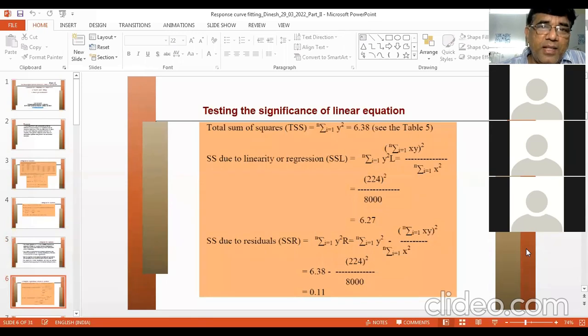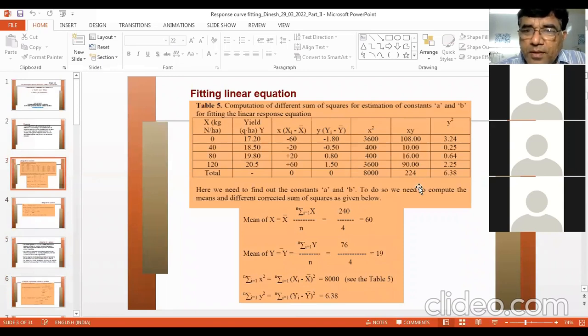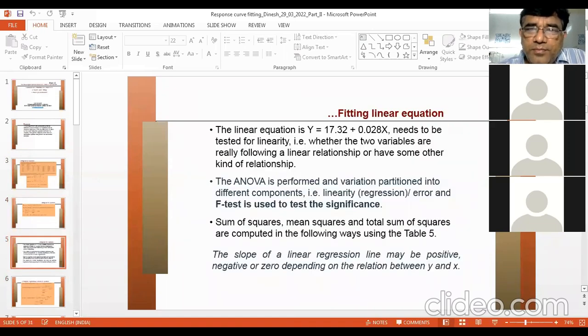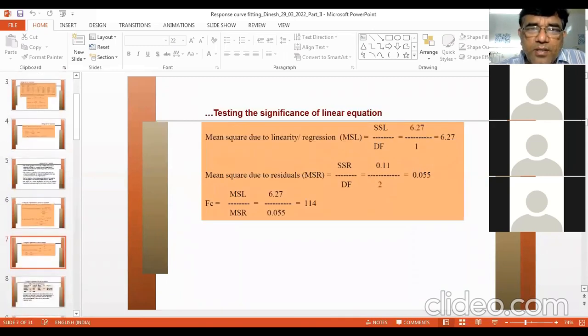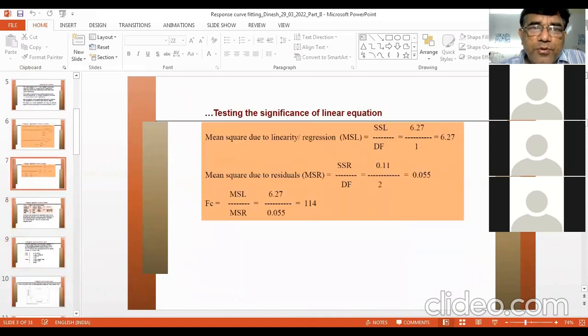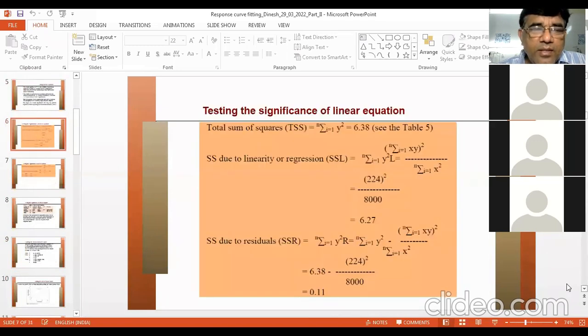The total sum of squares in this case, if you remember, is 6.38. For the sum of squares due to linearity, I have shown you the ANOVA table in the last part of the lecture. In that ANOVA table, you need to calculate the sum of squares due to regression and the sum of squares due to residual or error. The sum of squares due to linearity or regression can be calculated by summation xy whole square divided by summation x square.